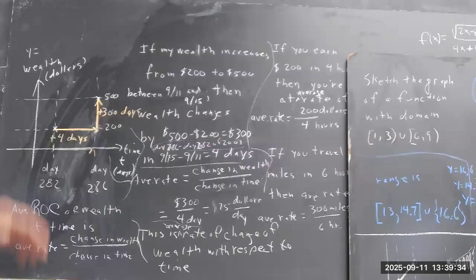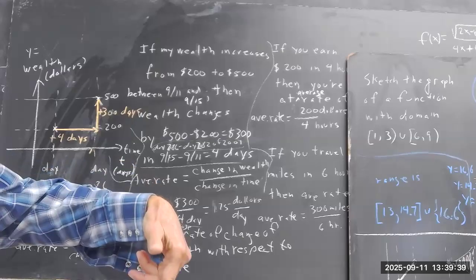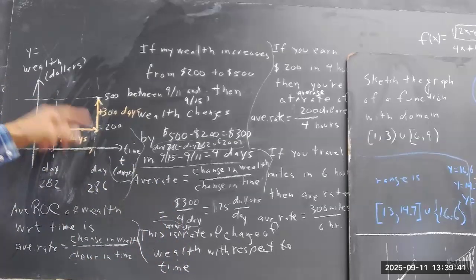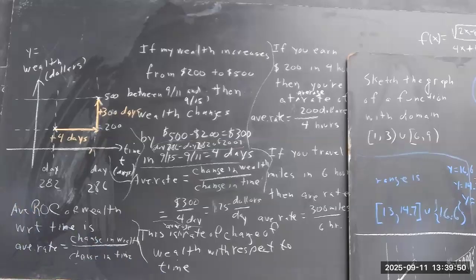It could be that my wealth went from 500 to 300, in which case this arrow would be downward. This point would be higher than this point, so you go over and down. Okay? And I would say my change in wealth was negative $300.